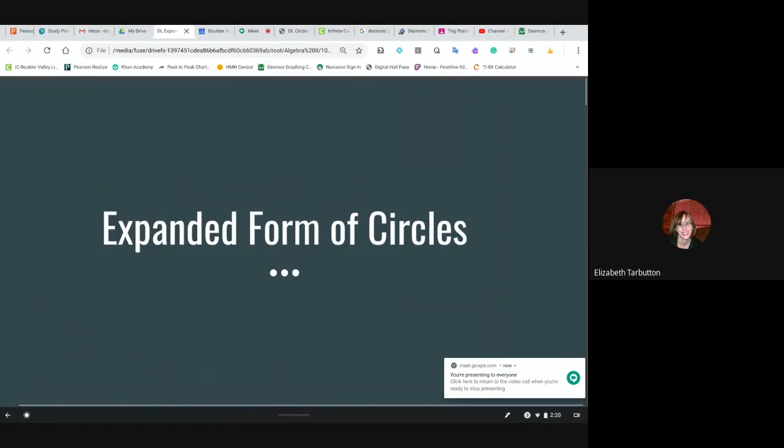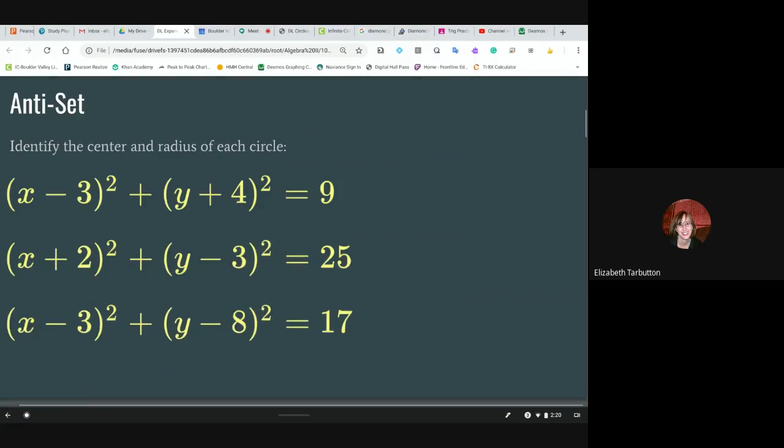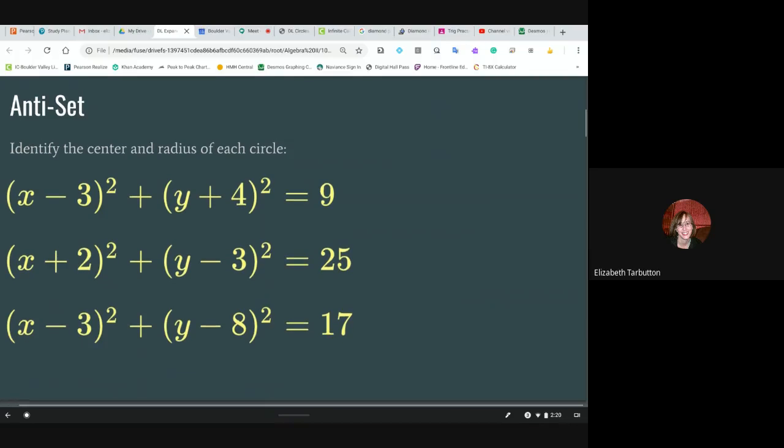Hi friends, we're going to do a little bit more work today with circles. We're going to look at the expanded form of the circle equation. Here's your anti-set. Go ahead and pause the video and give these couple problems a try.